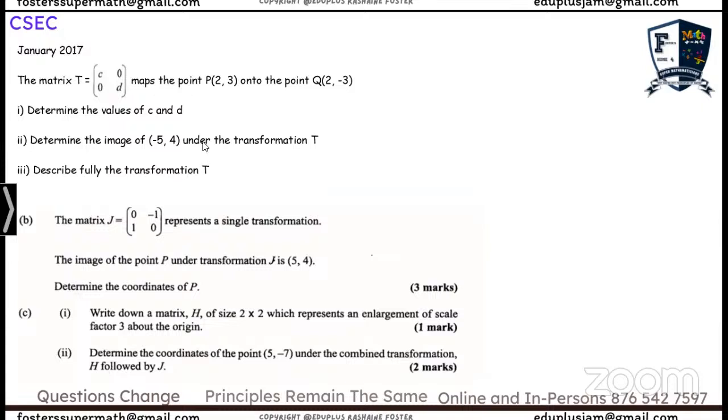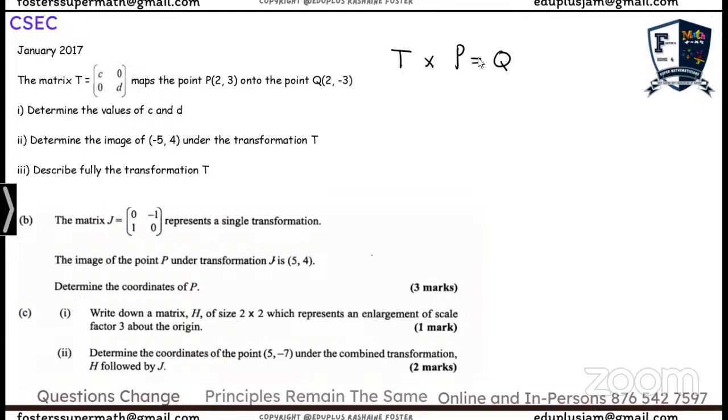Remember the formula that we're going to be using, right? Matrix, always matrix. So matrix times the pre-image equals the image. What's the matrix in this case? That's T times, what's the pre-image? They say maps the point P onto the point Q. So there it is right there, right? All right, let's get going.